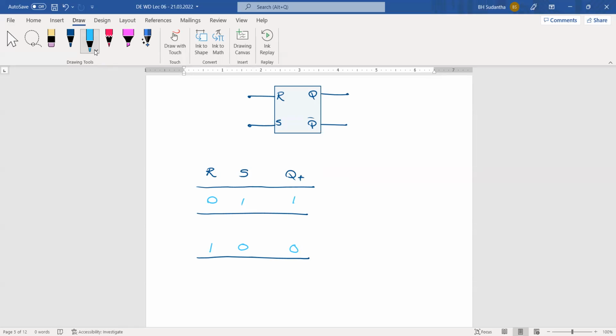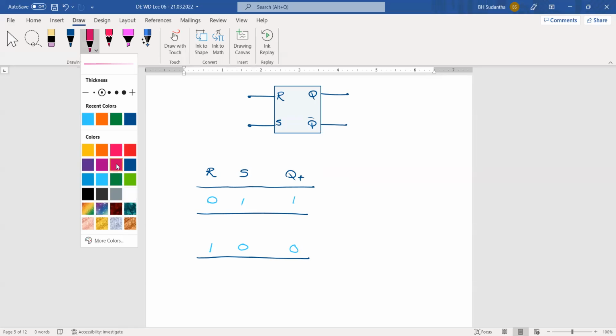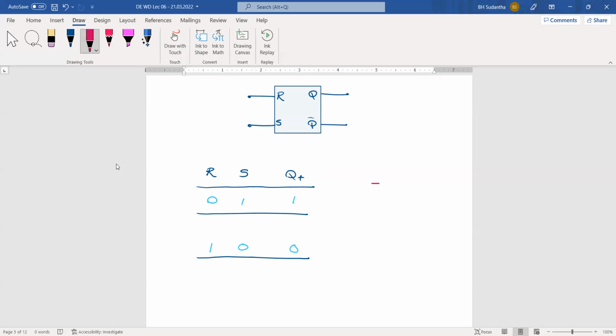Actually, this logic 1 means we are giving plus 5 volts to the circuit. 0 means we are giving 0 volts to the circuit. These circuits cannot understand ones and zeros, or whatever letters. Circuits can understand only voltages. We have to give these voltages to the circuit representing logic 0 and 1. To represent logic 0, we give 0 volts. To represent logic 1, we give 5 volts.